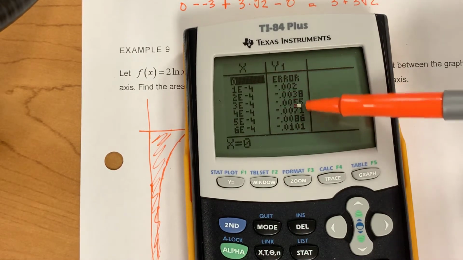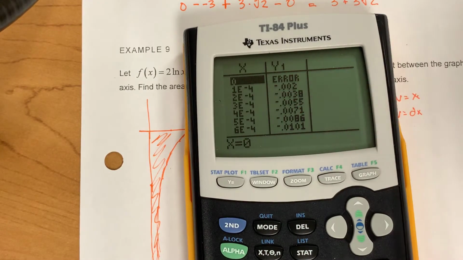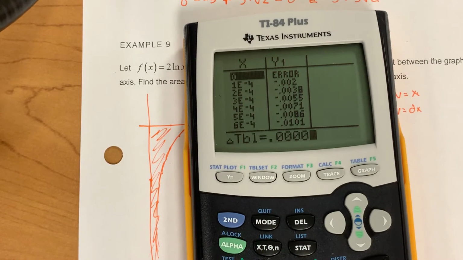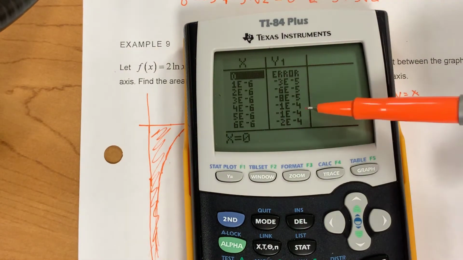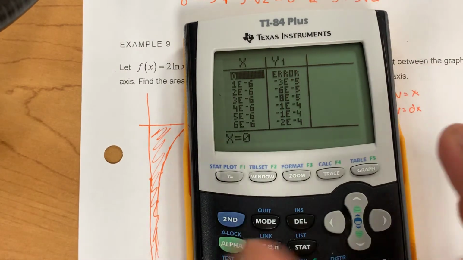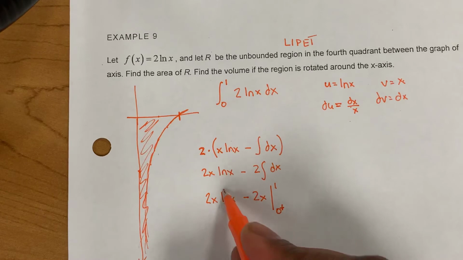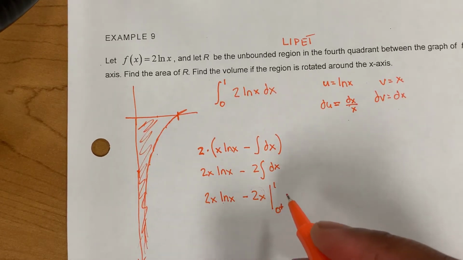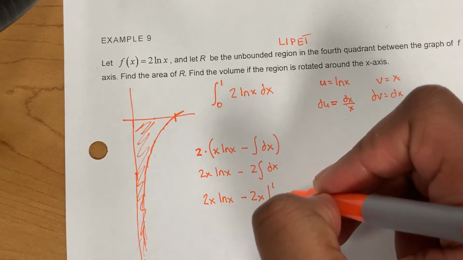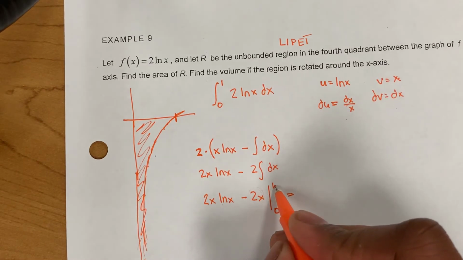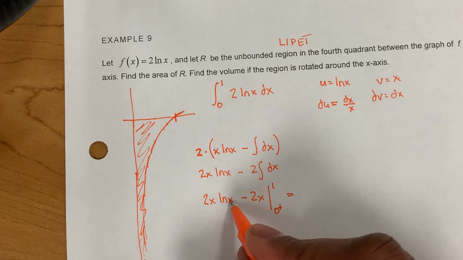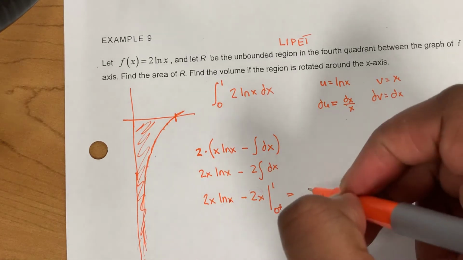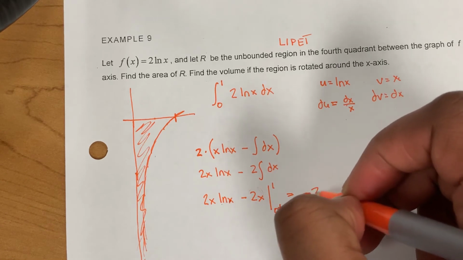So as we approach 0, these values get smaller and smaller. And if we did one more, so 1, 2, 3, 4, 5, these values get incredibly close to 0. So this converges to 0, and this is also going to converge to 0. So for the upper limit, if we substitute in 1, you're going to have 2 times the ln of 1, which is 0, minus 2. So that's just going to be negative 2.